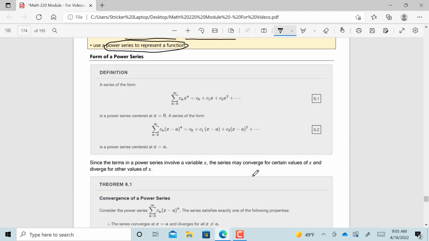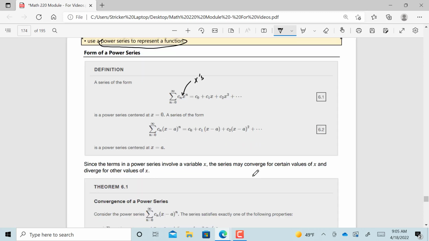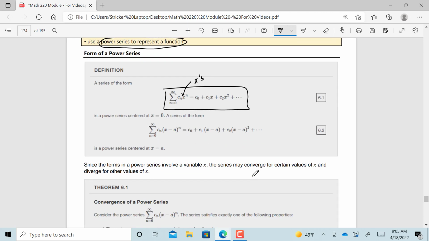It looks a lot like the series we dealt with in chapter 5. The only difference is that now we see x's. X's are involved, right? So before it was always just n, but now we have x. And so it could look like this first form here. So it could have a power series that looks like that. And when we have that, that is what we call a power series centered at x equals 0. And notice that it's always x raised to the n power. So x plus x squared plus x to the third plus x to the fourth.